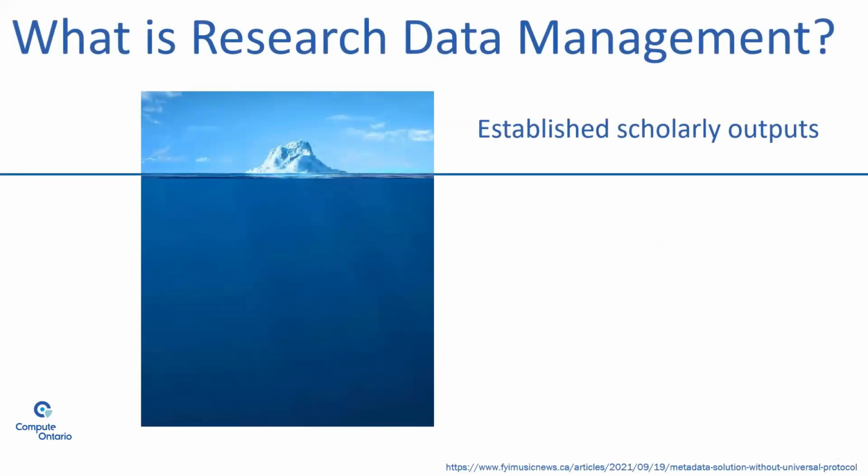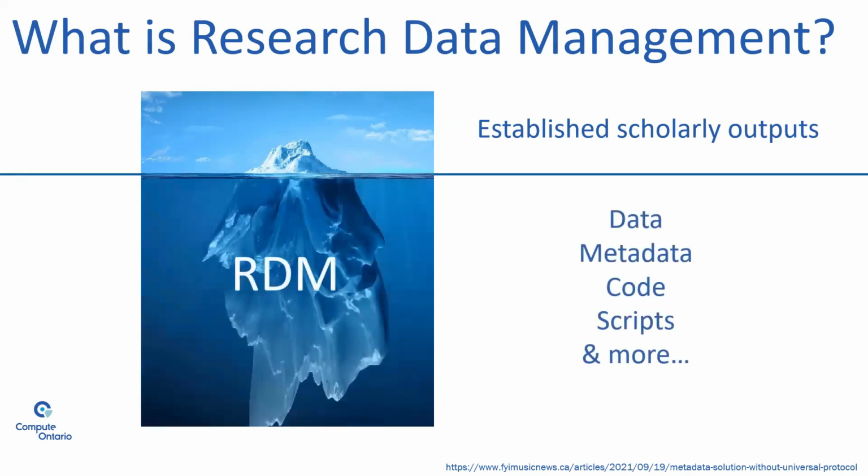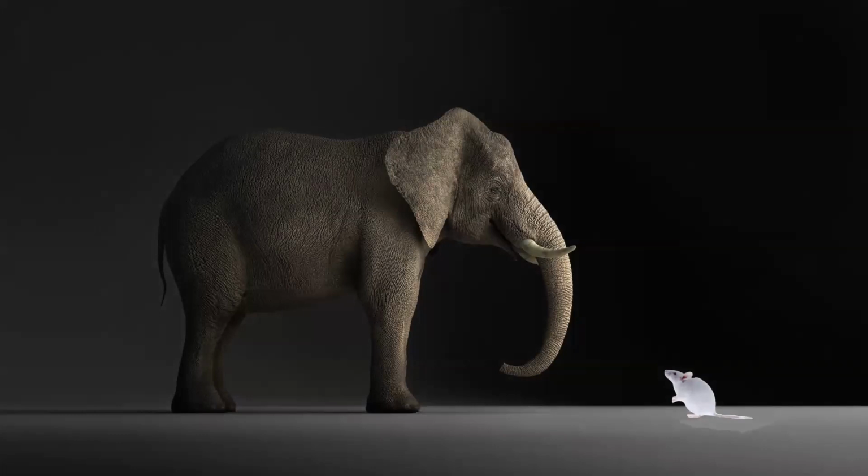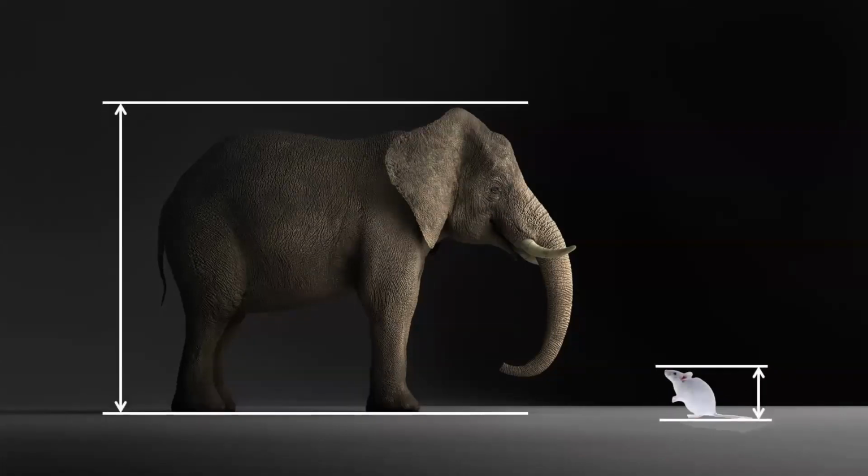So what is research data management? Well, you're all familiar with traditional scholarly outputs like journal articles. Research data management goes below the surface, ensuring that the data, metadata, and code and the scripts underpinning scholarly research are well managed and available for future use. And while there may be differences between research using big data and high performance computing and research using smaller data and laptops, from the perspective of RDM, there is no difference.